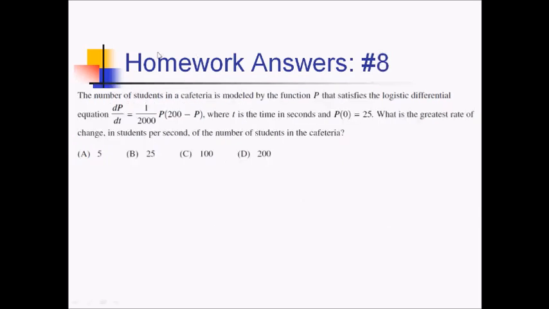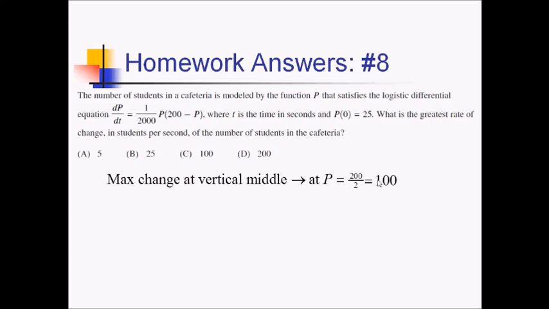For number 8, the number of students in a cafeteria is modeled by a function p that satisfies this logistic differential equation, and they're telling us P of 0 is 25. We want to know the greatest rate of change in students per second of the number of students in the cafeteria. Since this is a logistic function and it's already in kp times m minus p form, we know that the max rate of change is going to happen at half the carrying capacity, essentially in the vertical middle of this thing. So that would be at P equals 200 over 2, or just simply 100.